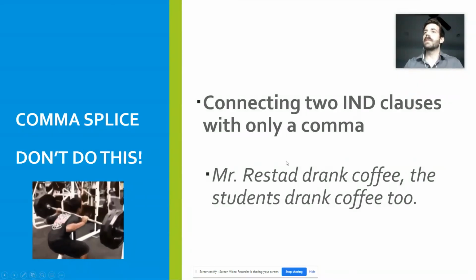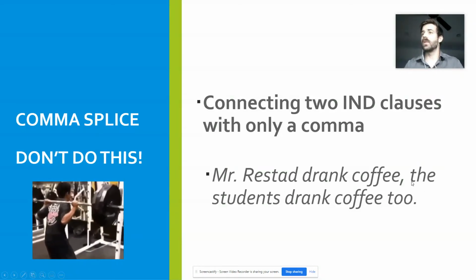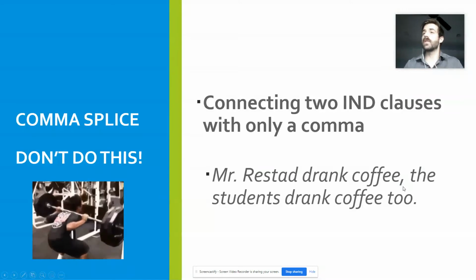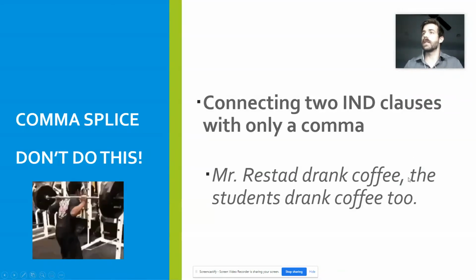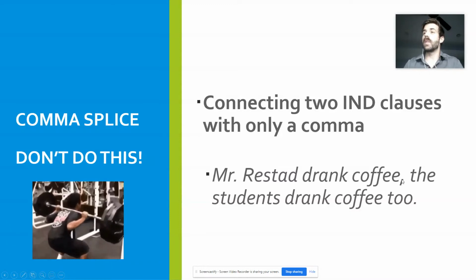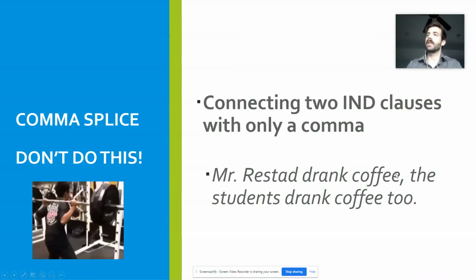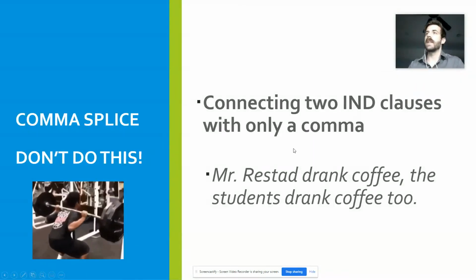So I would need to say Mr. Restad drank coffee, comma, and the students drank coffee too. A comma alone is not strong enough to join 2 independent clauses. I need to do something else. I either need to make that a period, or I need to do that comma and coordinating conjunction. We'll learn a couple other ways to join 2 independent clauses, but know that a comma alone is not enough.